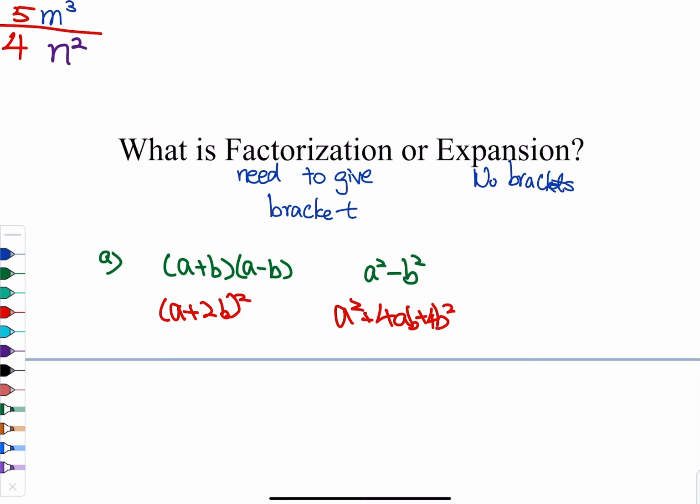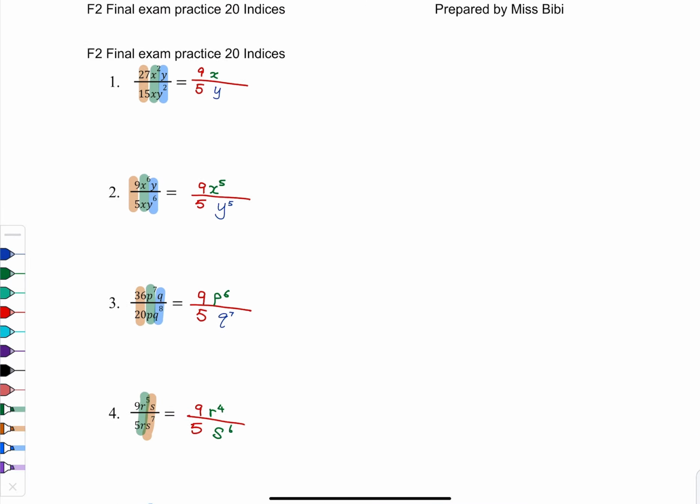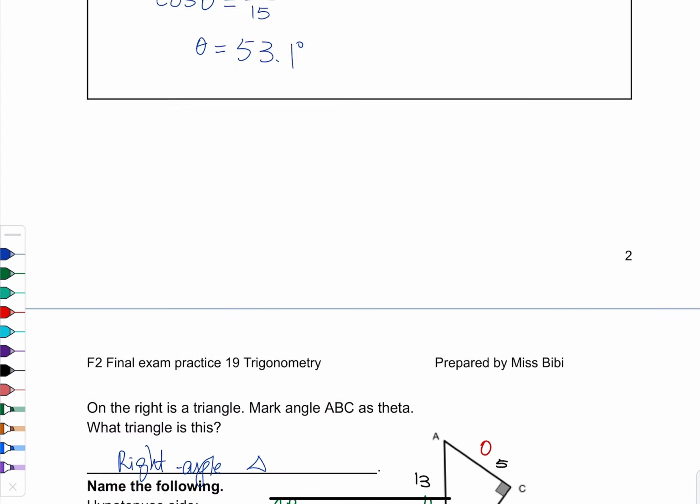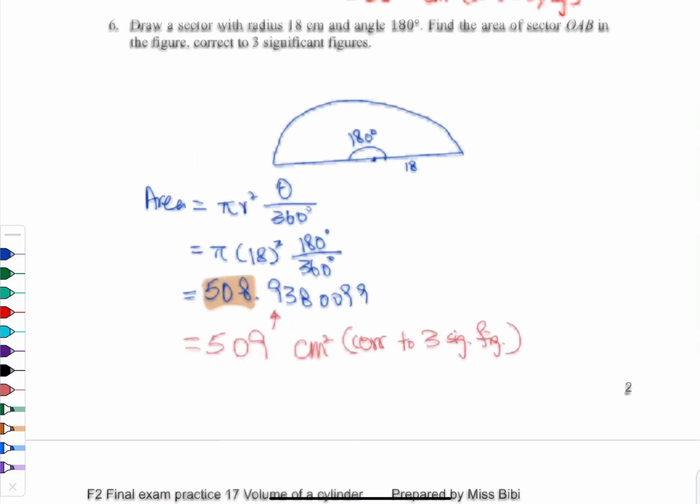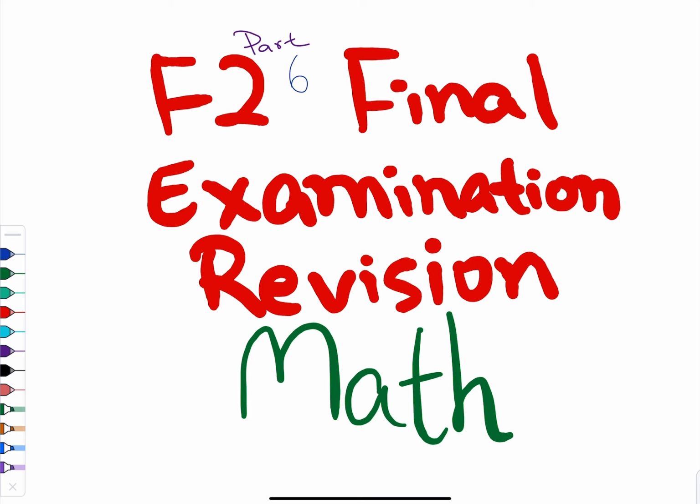So that's it for the whole Form 2 final examination revision. No matter which school you are in, this is suitable for you because it includes all the topics from book 1 to book 13, I think. So hopefully you're okay with it because this is your final. So make sure you're well prepared for it. So this was part 6 of the final examination revision for maths. This is part 6 and hope you enjoyed it.